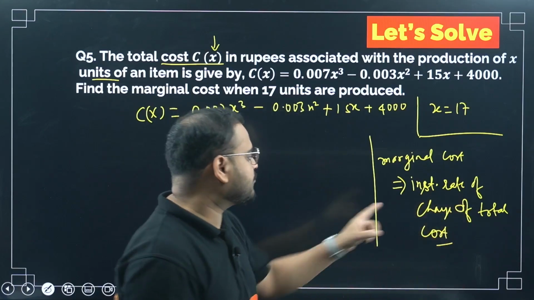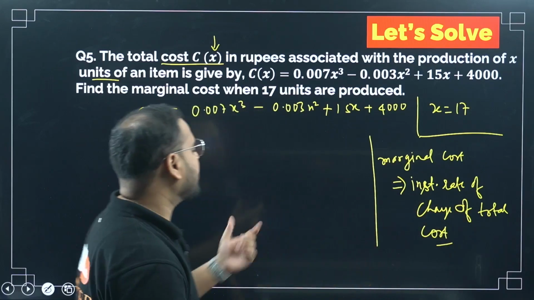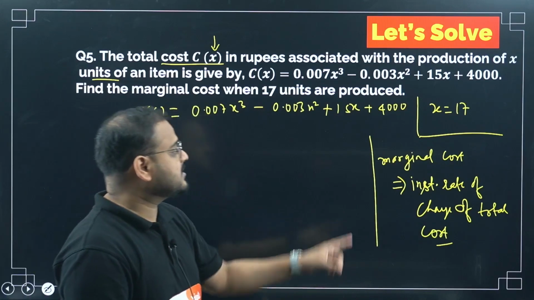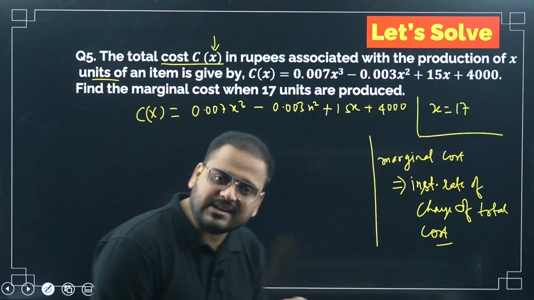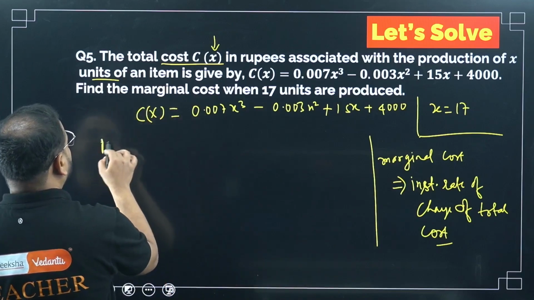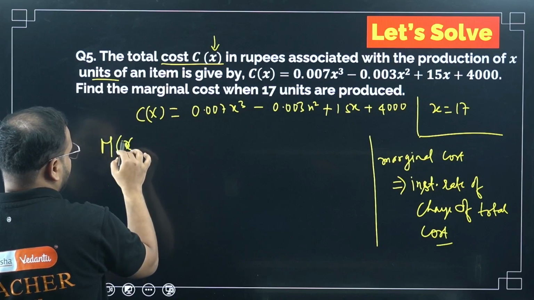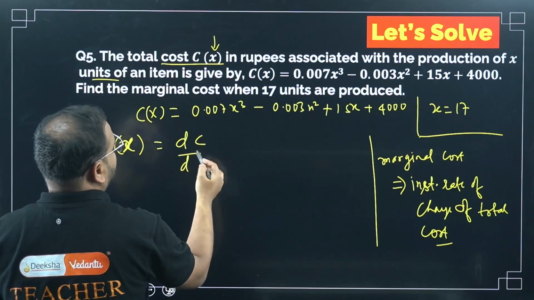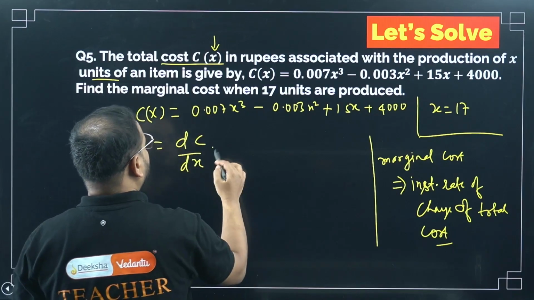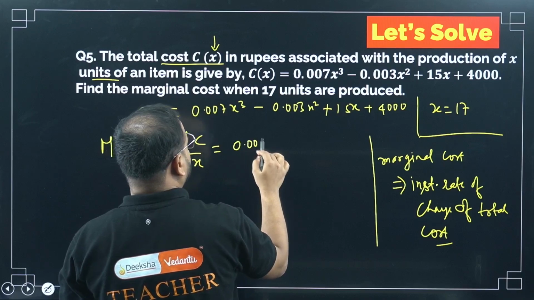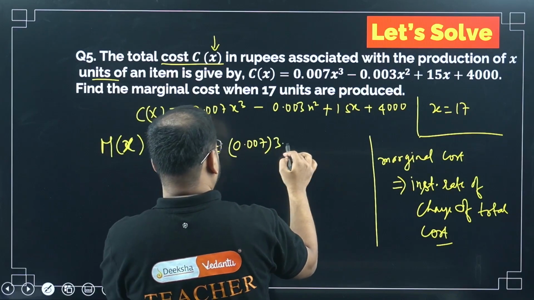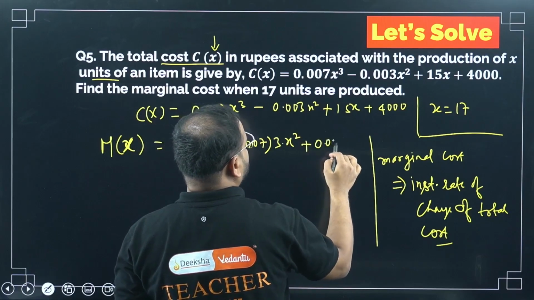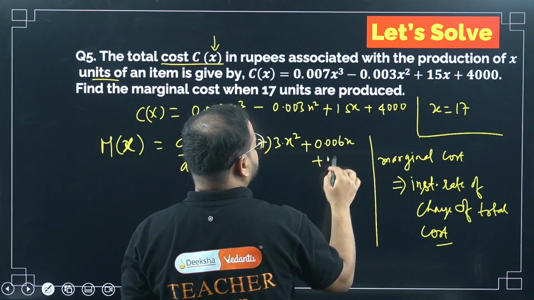Now remember, what is the instantaneous rate of change? It is nothing but my differentiation, okay? Because otherwise I can write change as average also, but marginal cost is the instantaneous rate of change. For that reason, I'm going to write marginal cost as M(x), given by dC by dx. Differentiate it. How much will I get? 0.007 times 3 x square, then 0.006 x, and this will be simply 15, okay?